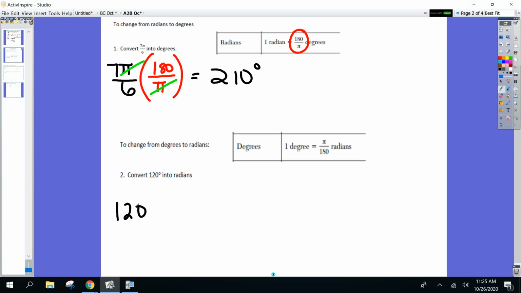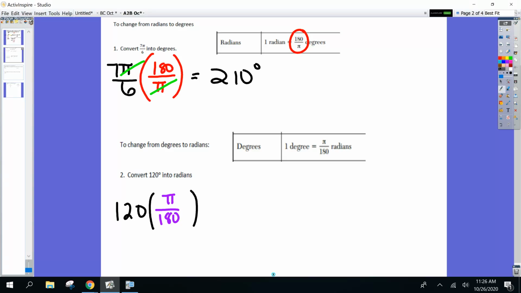Okay. So I got 120. Now on your reference sheet, you want to go to the column that says degrees. So everyone, find where it says degrees. If you don't have a reference sheet, I have it up here already. Now it's saying multiply by what fraction? Pi over 180. I'm going to multiply by pi over 180.